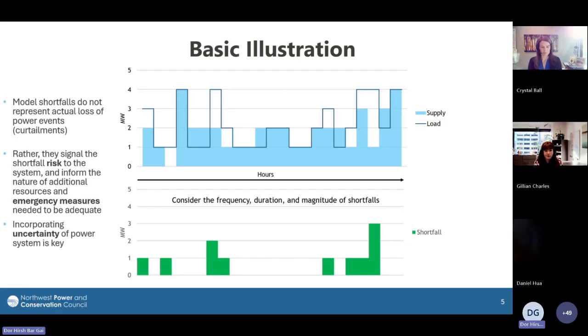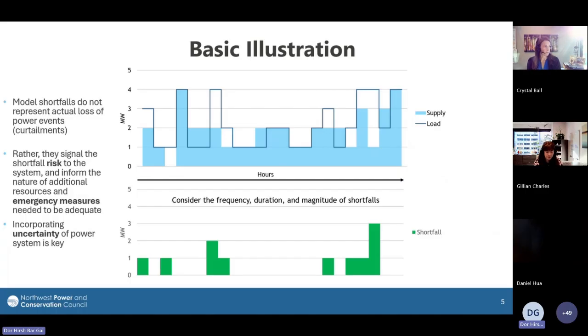And key here, as mentioned in the previous slide, is any RA analysis that really wants to dive deep into the challenges that systems face needs to incorporate the uncertainty of power systems.